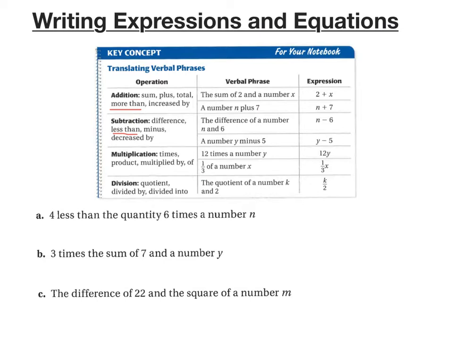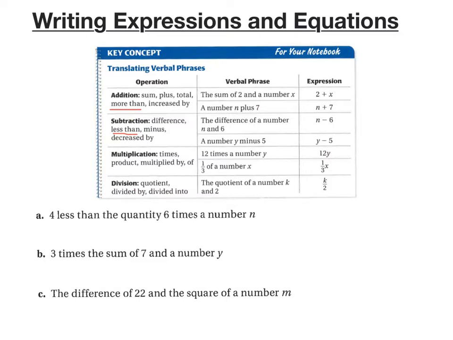With division, a big one is quotient. We'll see quotient a lot. If we have the quotient of a number x and 2, that will mean x divided by 2. The quotient is the answer to a division problem. So here we have three examples, and let's practice translating from this verbal phrase into an algebraic expression.